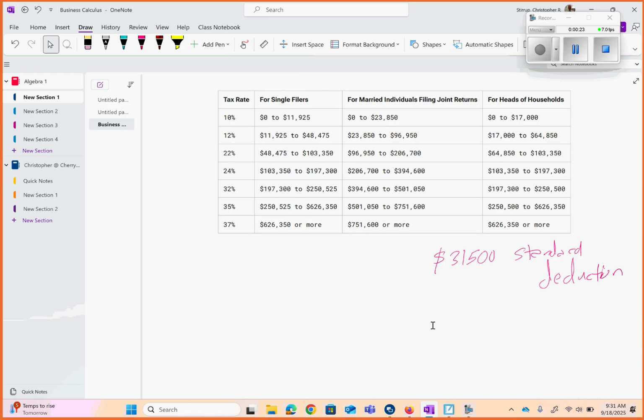that are going to make sense. So what did I say? What does the standard deduction do? What does the standard deduction do? Yes, it lowers your taxable income.